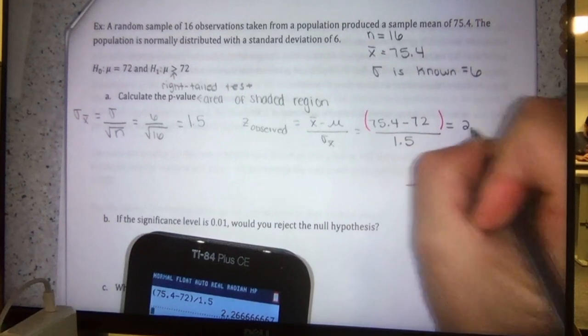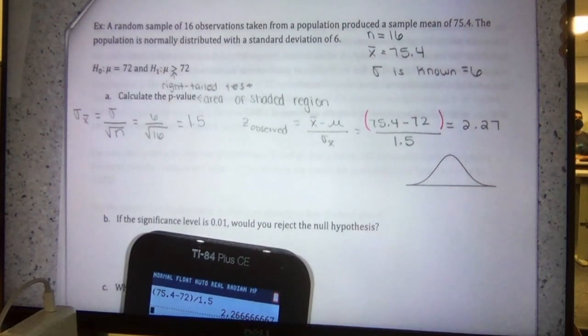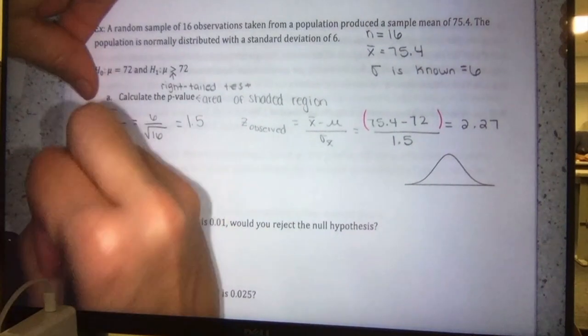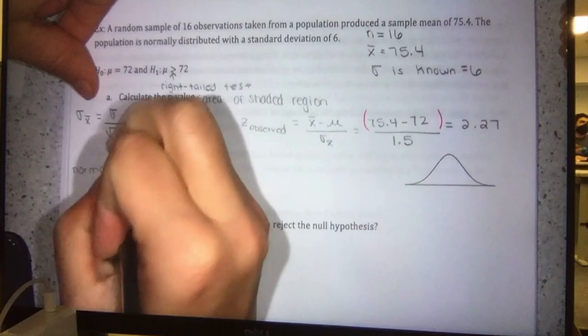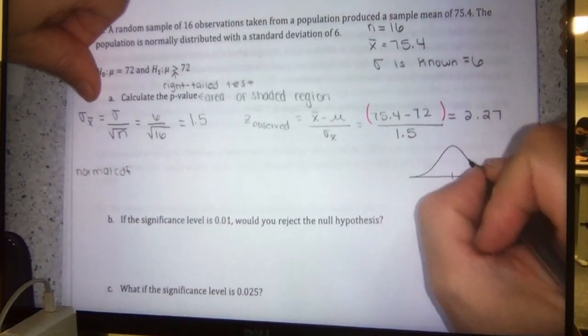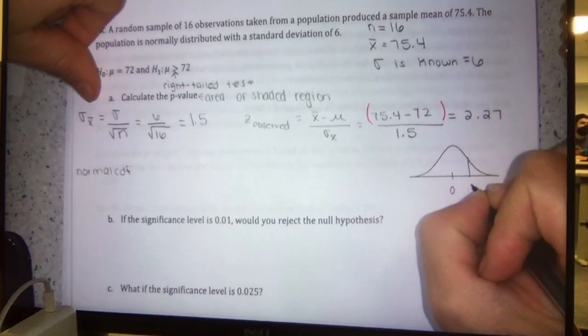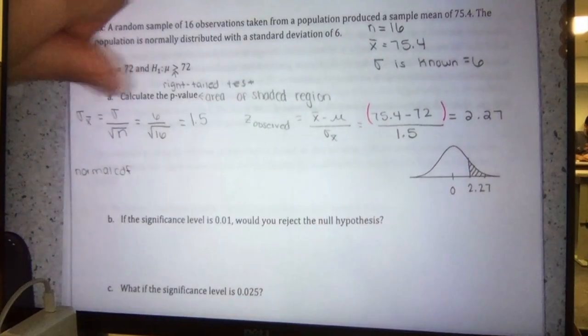So we get 2.266, which will round up to 2.27. Just like we did before, we need to find the area under the curve. In our calculator, we're going to do the normal CDF. By the way, let's do our pictures. In the middle we have 0, here is our z value, which is 2.27, and it's right-tailed, so we know it's going to be the area to the right.